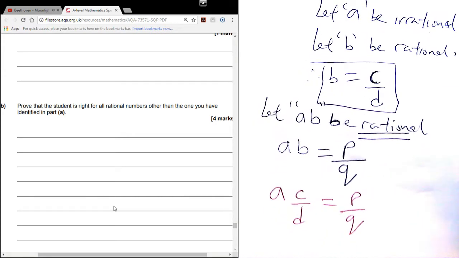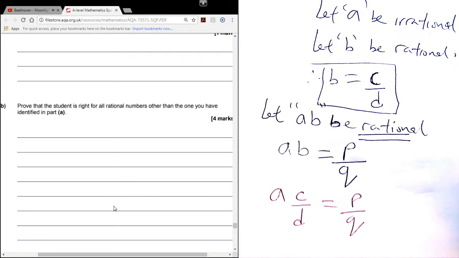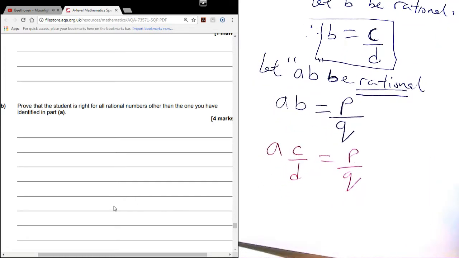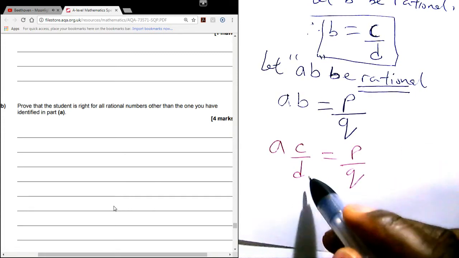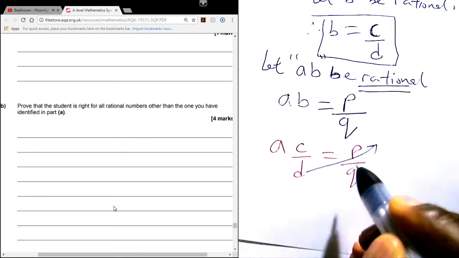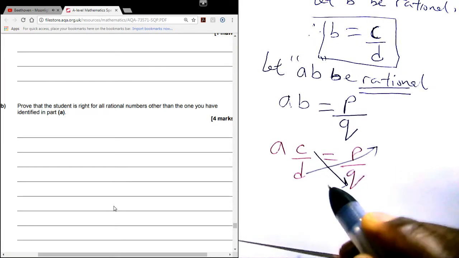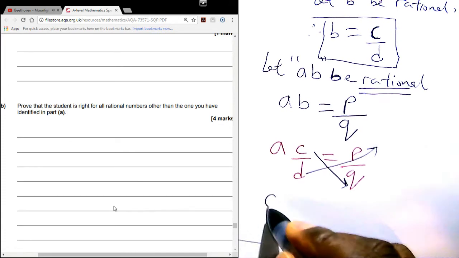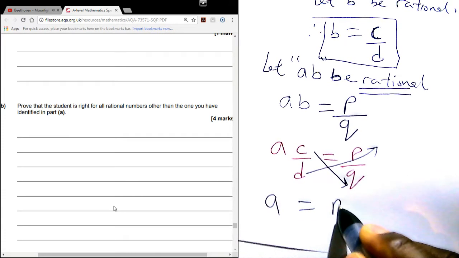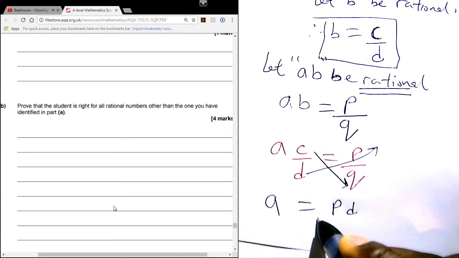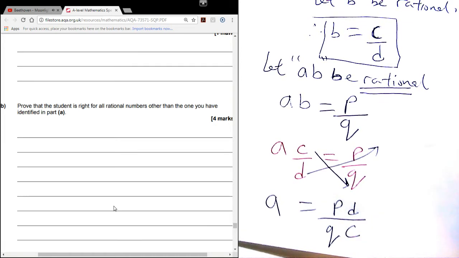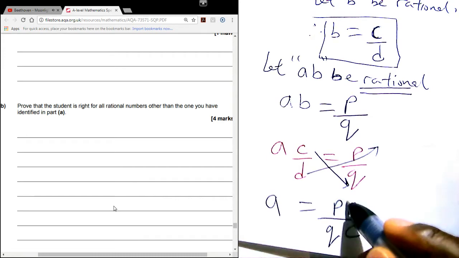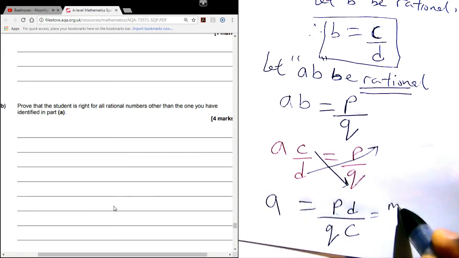Now let's let a be the subject. So let's push everything else to the right hand side and leave a alone. Don't forget, when you're doing cross multiplication, you can only go in the diagonal. So d would go there, c would go there, a stays where it is. So a becomes pd over qc. Now this is definitely another fraction, m over n.